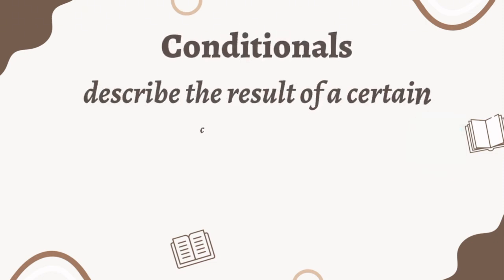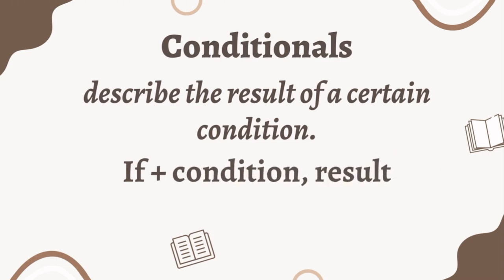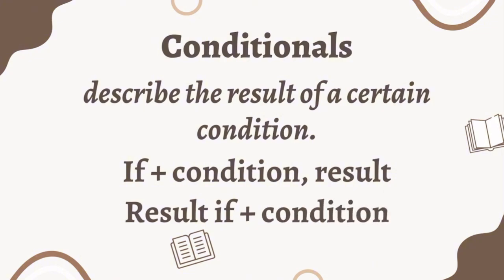Conditional tenses are used to speculate about what could happen, what might have happened, and what we wish would happen. In English, most sentences using the conditional contain the word if. Conditionals describe the result of a certain condition. It consists of two parts, the if clause and the main clause. The if clause tells you the condition and the main clause tells you the result.